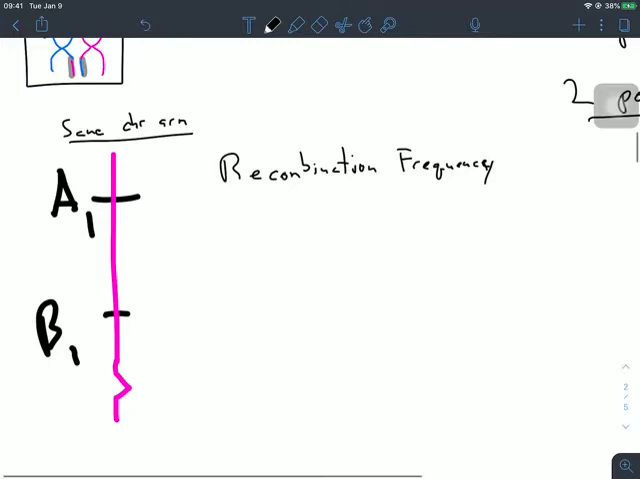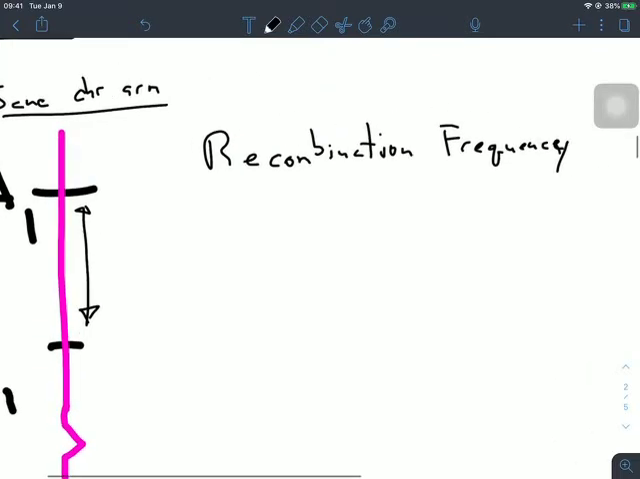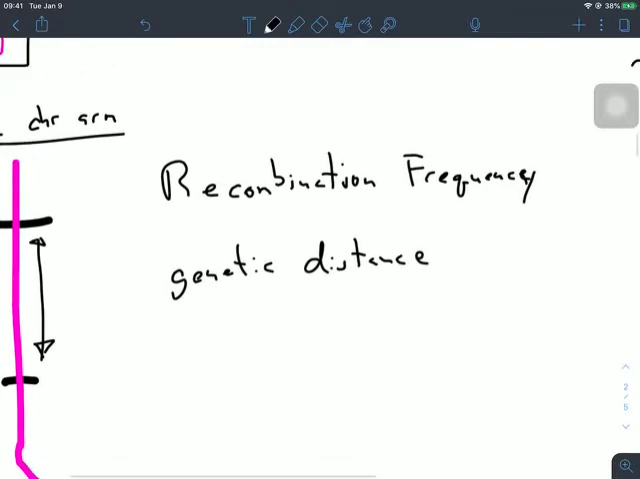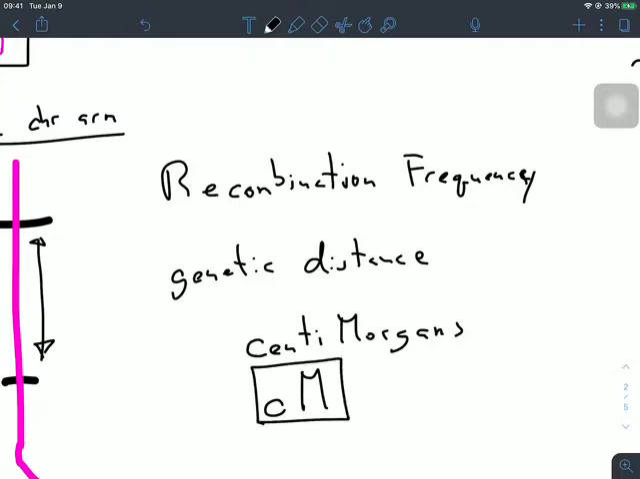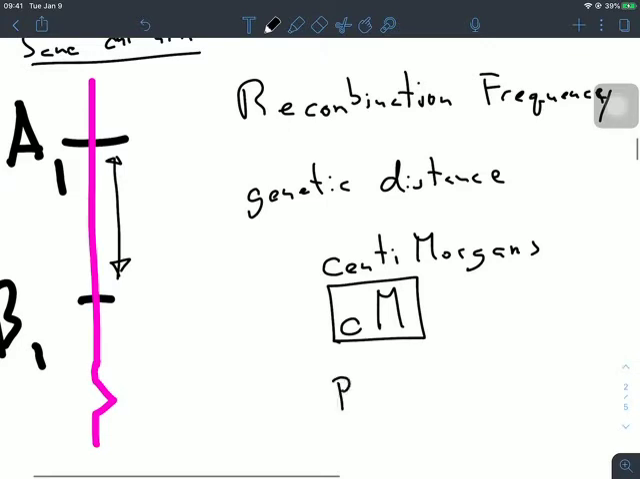So, what's the likelihood of a recombinant occurring between these two locations? Well, we'll report that recombination frequency as a genetic distance. And genetic distance is measured in the unit centimorgans. And yes, to differentiate this from centimeters, it is abbreviated as lowercase c, capital M, centimorgans. And centimorgans are essentially a percent recombining.